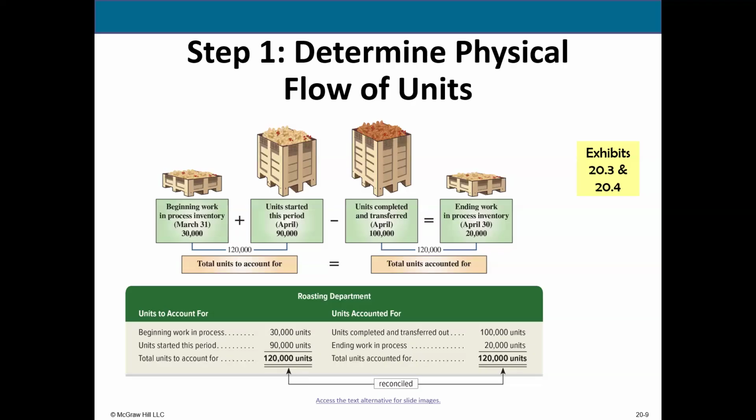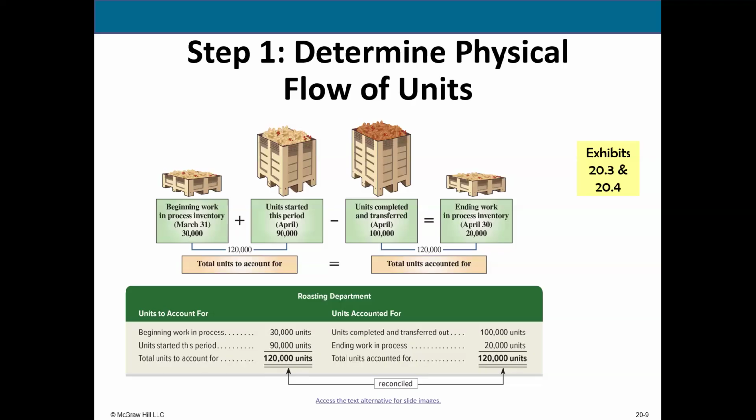Beginning work in process inventory plus units that we started during the accounting period gives us the total units that we need to account for. So we see that on the left side. On the right side, we need to match or reconcile that 120,000 units. And we do that with 100,000 units that were completed and transferred out to the next department, plus 20,000 units in ending work in process inventory.